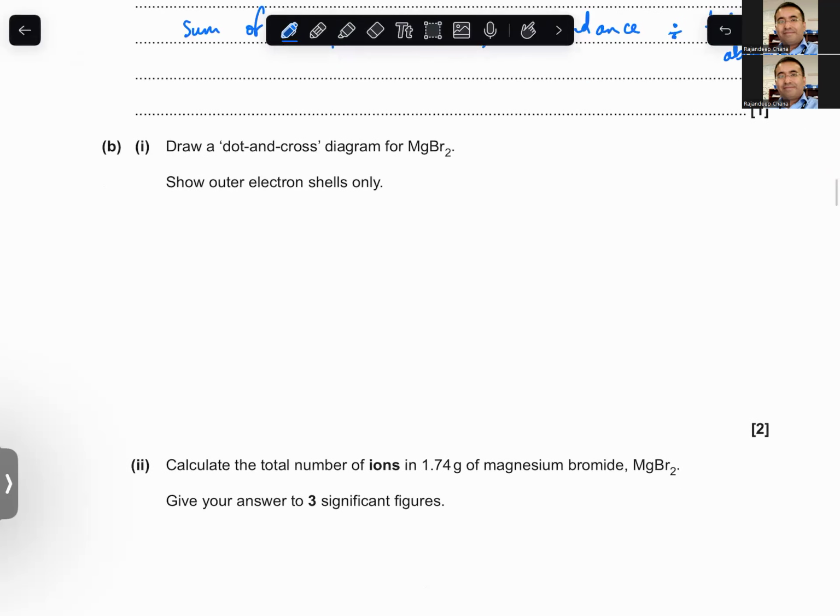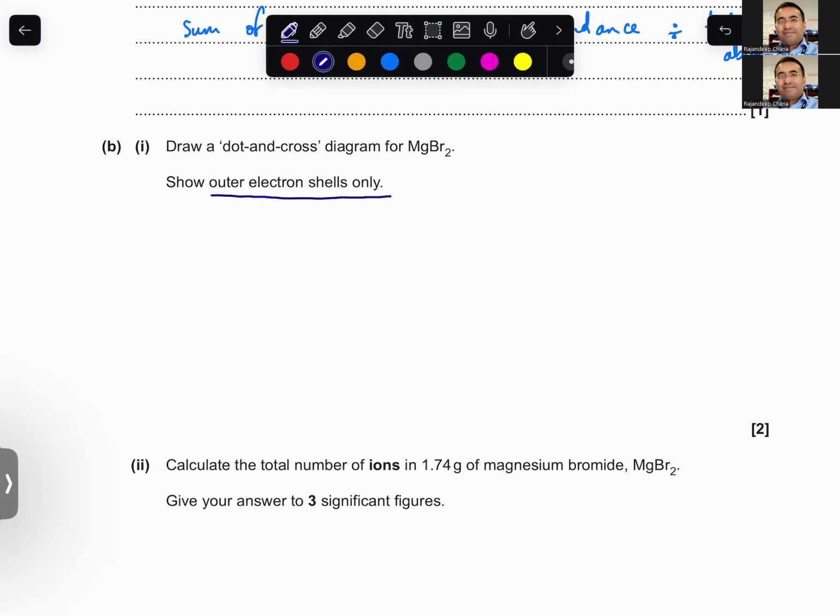Moving on, this is a dot and cross diagram for magnesium bromide, outer electron shells only. Magnesium is in group 2. It loses those 2 electrons, and it has a 2+ charge. Always write down the number first and then the charge. And bromine is in group 7. So 1, 2, 3, 4, 5.